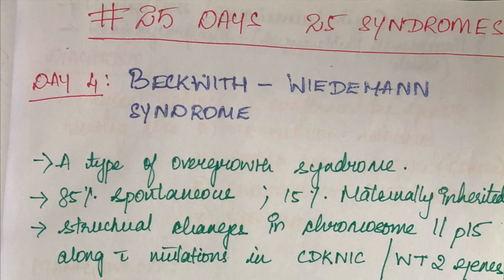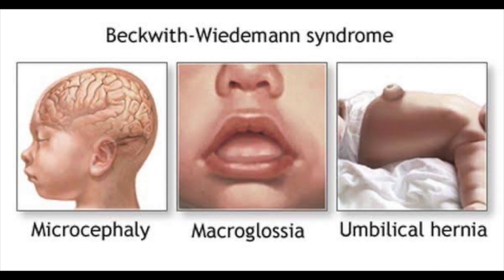It is a type of overgrowth syndrome where 85% of the time it is spontaneous and 15% of the time it is maternally inherited. In these patients, there are structural changes in chromosome 11p15 along with mutations in CDKN1C or WT2 genes. It is not a classical triad, but most patients with Beckwith-Wiedemann syndrome have classical presentations of microcephaly, macroglossia, and umbilical hernia. So now, let's see the clinical features.